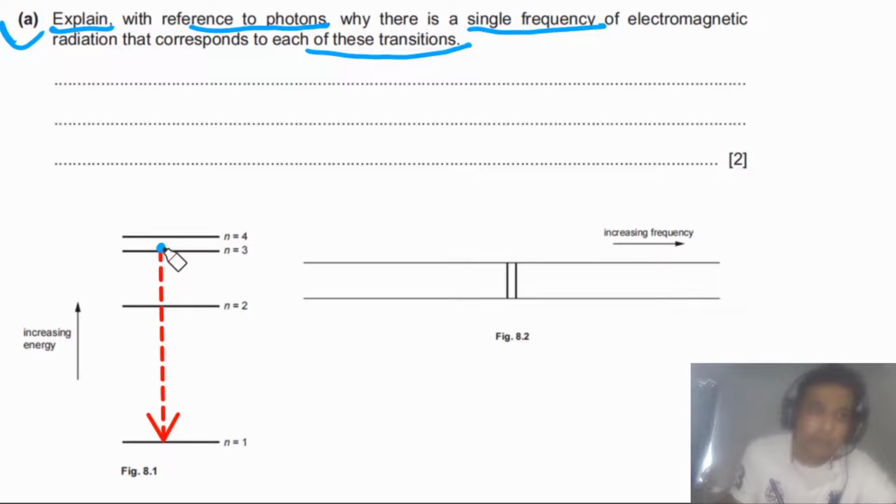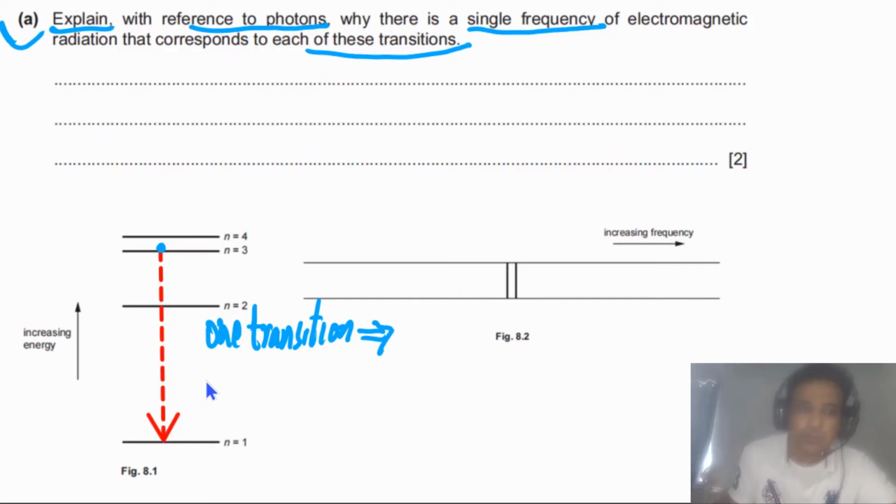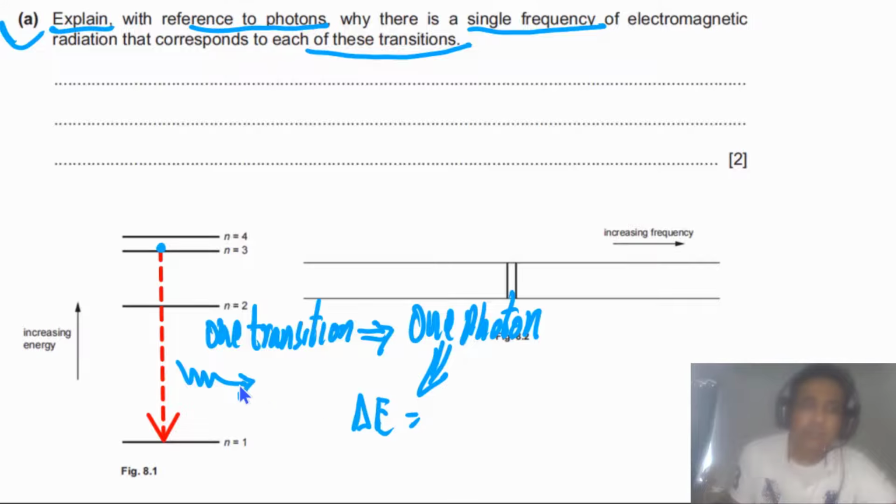As this electron jumps from this energy level to this energy level, and this is just a single jump, one jump, it means this is one transition. So we can say this one is one transition. So this is a single transition, and in this single transition only one photon will be emitted. So this is our photon. So we can say a single photon, or you can say one photon will be emitted. And the energy of this photon, delta E, is equal to the energy difference between these two energy levels.